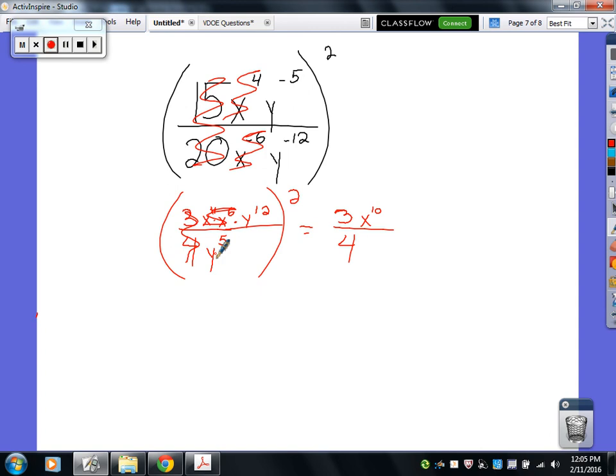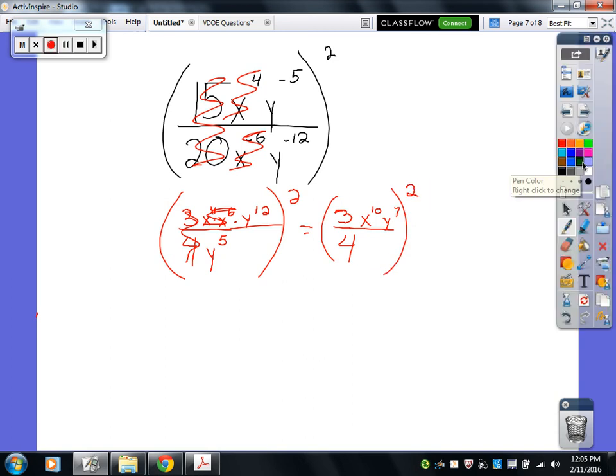So what's going to be the new exponent of my y? Y to the 7th. And where is it going to go? In the numerator or the denominator? Up top. So this is y to the 7th. Now, remember, all of this is still being raised to the power of 2. Is there anything more that I can do inside the parentheses? No. There's not. So now I'm ready to apply the exponent of 2.